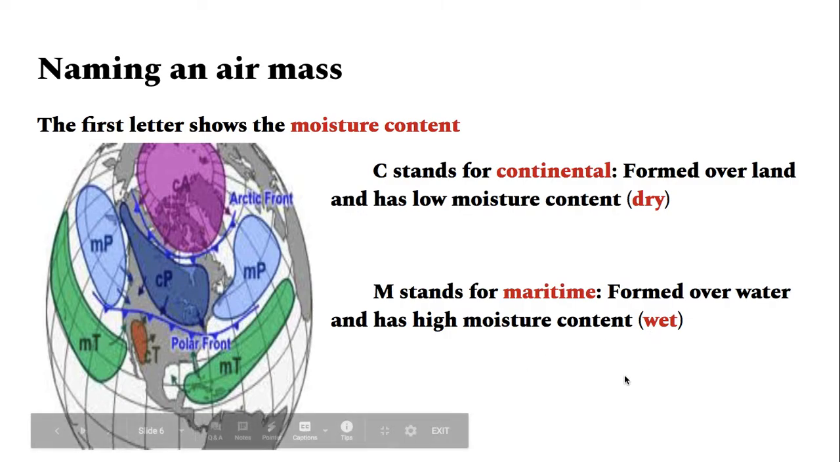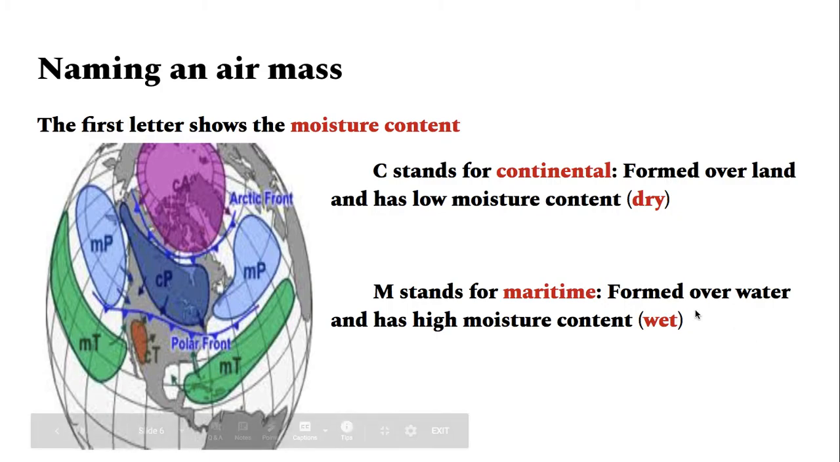Now mar is M-A-R, that means ocean or the sea, like a submarine goes below the ocean. Marines, like the Armed Forces, the Marines, they used to be a branch of the Navy. That's why they have that name. Alright. If an air mass is maritime, that means it formed over water, usually an ocean, and it has a high moisture content. So this air will be humid, it will be wet, it will be moist. It will probably bring water with it.